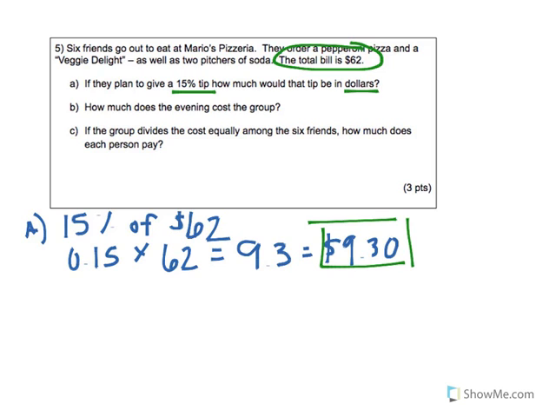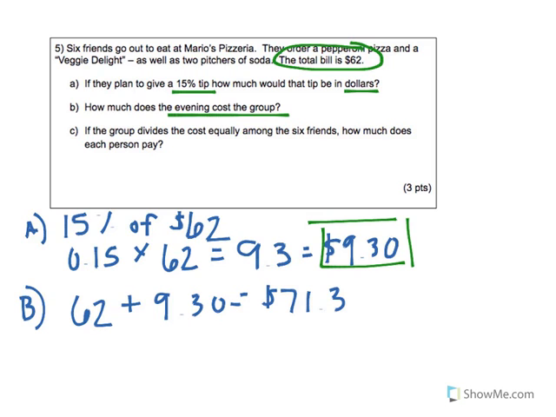So moving on to part B, how much does the evening cost the group? I'm realizing that's a phrase that may not have been familiar. When you talk about the cost of an evening, you're talking about all of your expenses or costs put together. So in this case, the expenses are the original bill, which is $62, plus the tip that they want to leave. When I add those together, I get $71.30. So I would say that that's the cost of their evening. Moving on to C, if the group divides the cost evenly, how much will each person pay?